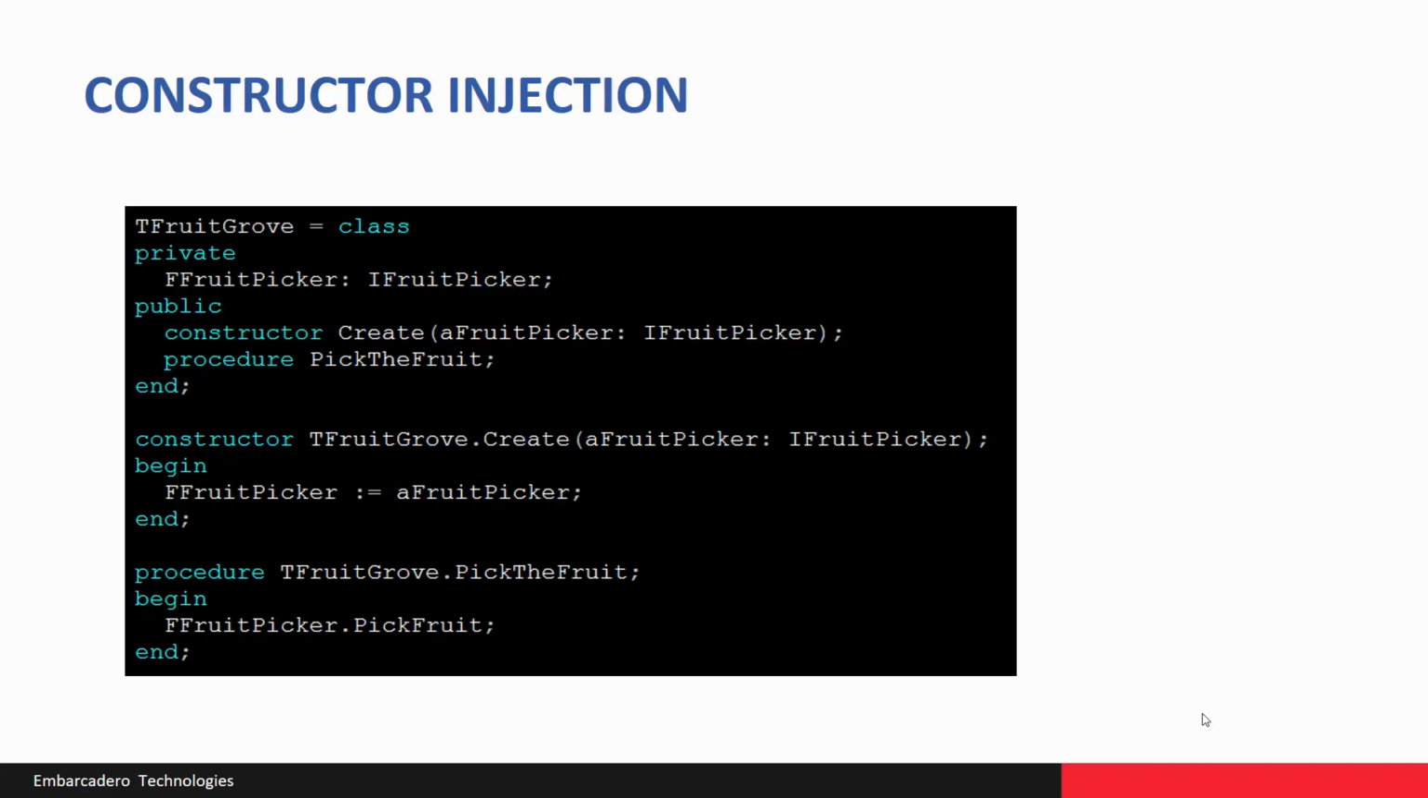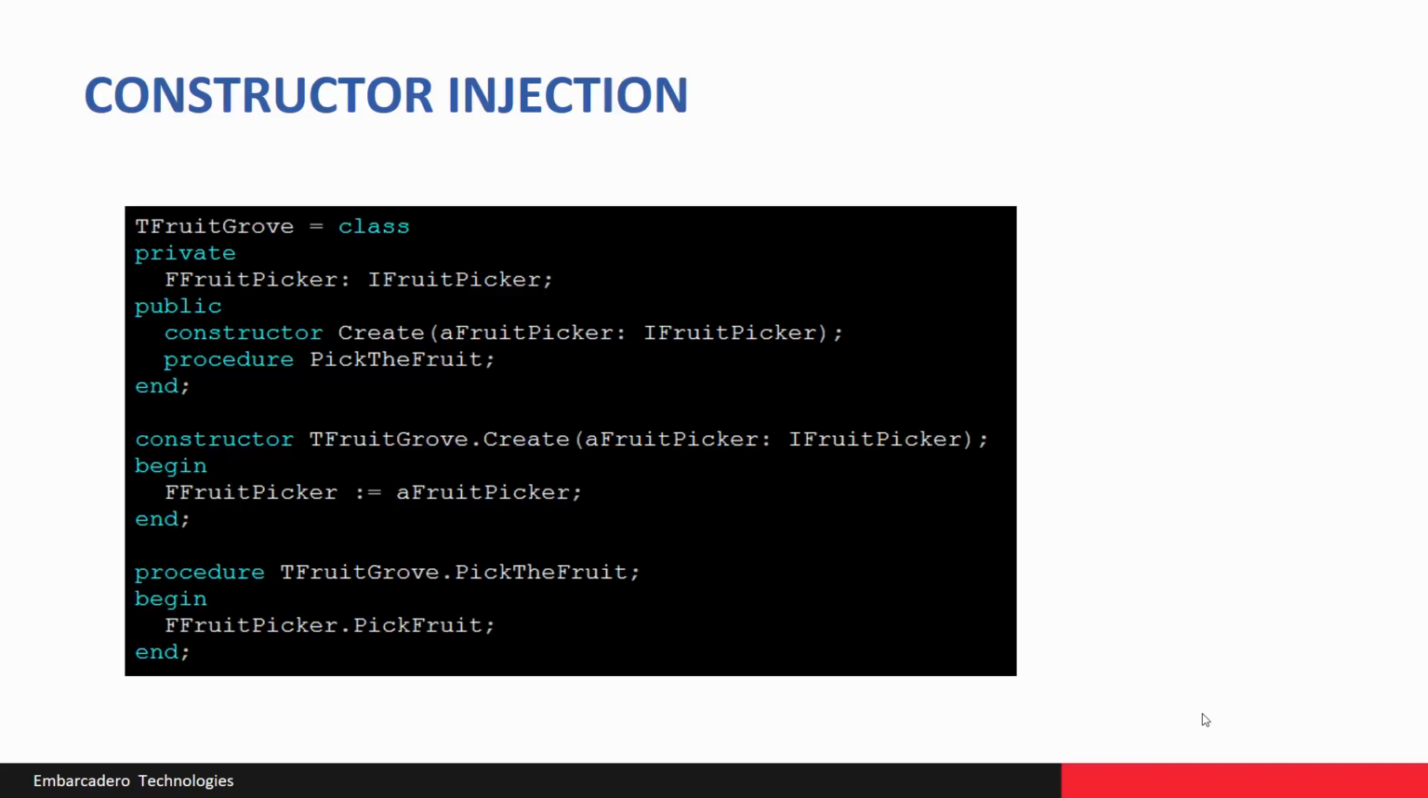Here's a perfect example of constructor injection. You've got a class called TFruitGrove. It's got a constructor that takes an IFruitPicker interface. It stores that interface locally in the FFruitPicker field. And then when it comes time to pick the fruit, the FruitPicker.PickFruit method is called. And this is a beautiful example of constructor injection. The constructor declares to the world, hey, I need an IFruitPicker. It doesn't say how the IFruitPicker should be implemented. It just says it needs an IFruitPicker. And that is something that you must pass to the class in order for the class to do its work.